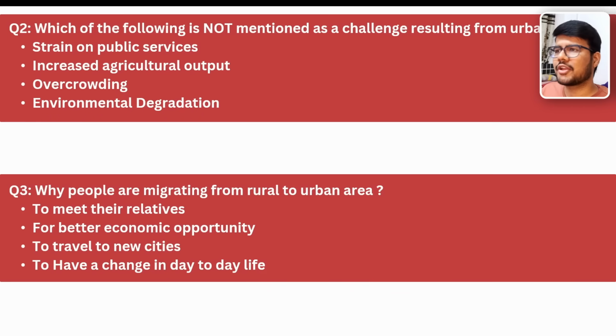Okay. Which of the following is not mentioned as a challenge resulting from urbanization? Is it increased agriculture, strain on public services, overcrowding, or environmental degradation? Now, as per the audio that you heard, remember any keywords that you might have listened to, or why people are migrating from rural areas to new cities for better economic opportunity. So I heard about economic opportunity, so this would be the answer. This is the way that you need to figure out your solution.